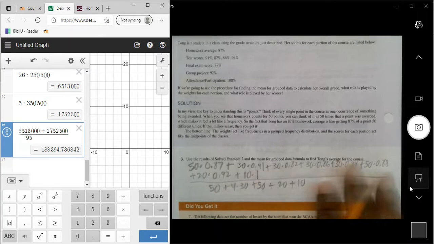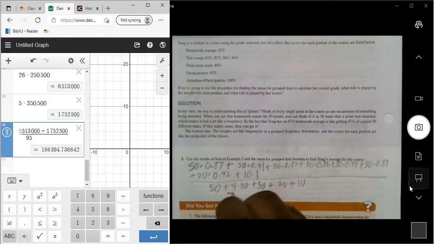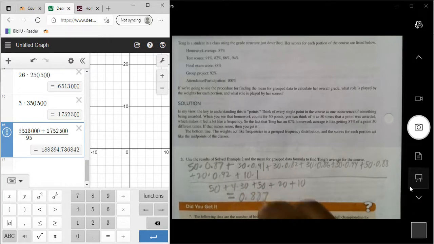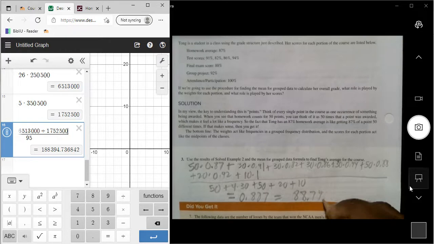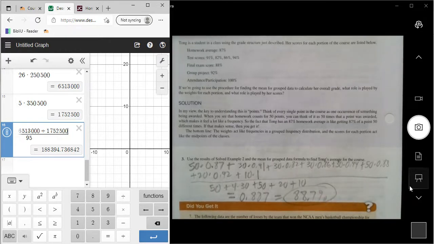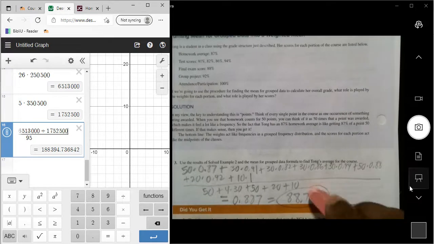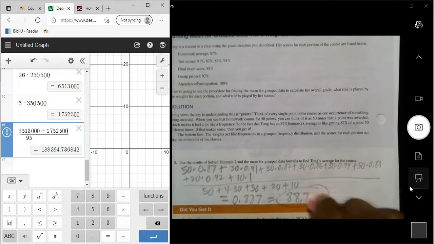So now we will put all this in our calculator, and it would give us 0.887, which is, the average would be 88.7%. That would be the average. 88.7%. We write that percent sign a little better.